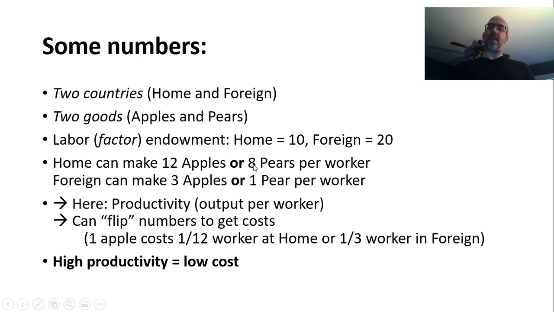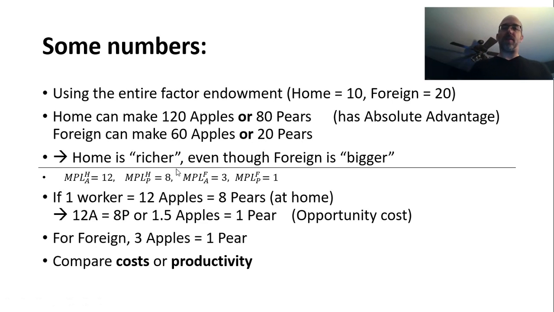So 12 is greater than 8. Productivity is greater, but if you flip it, you could say 1/12 is less than 1/8. All right, this only takes me 1/12 of a worker. So you could flip it as just an inverse. You could get the cost as well. Okay, so I'm going to kind of look at it both ways, but I tend to look at it in terms of productivity. But an apple costs 1/12 worker at home and 1/3 worker in foreign. You could say it's higher cost in foreign, which makes sense because it's higher productivity at home. Okay, so it's lower cost at home, higher productivity at home, same thing.